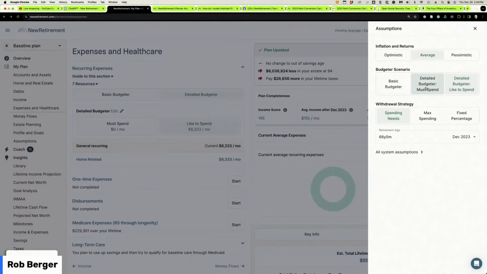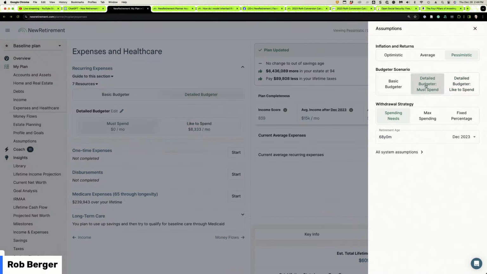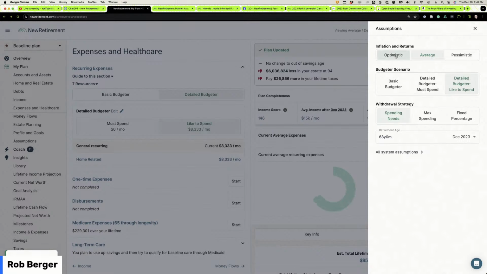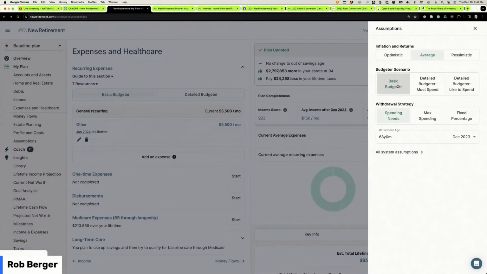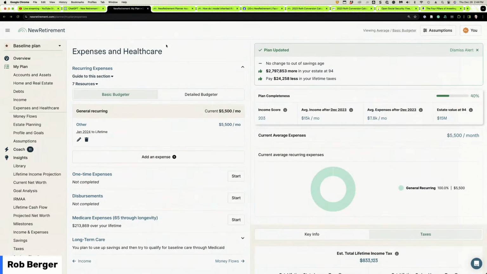One thing to do would be select pessimistic in terms of returns and inflation, and then must spend. Because if things are really bad in the market and inflation, you're going to tighten your belt and only do with what you have to spend. And okay, if I do that, how am I looking? If it's average, then I'm probably going to be like to spend. Certainly if it's optimistic, it's like to spend. And that can be a useful way to look at your expenses in any event. Okay.